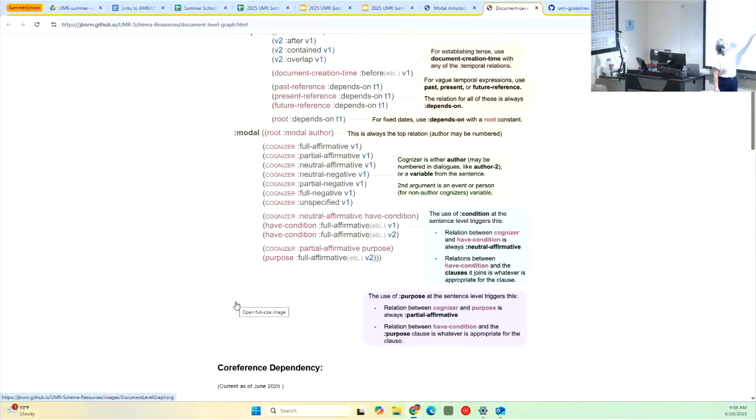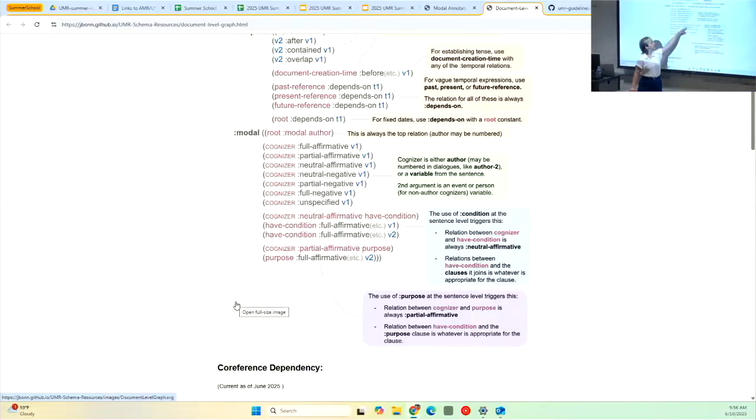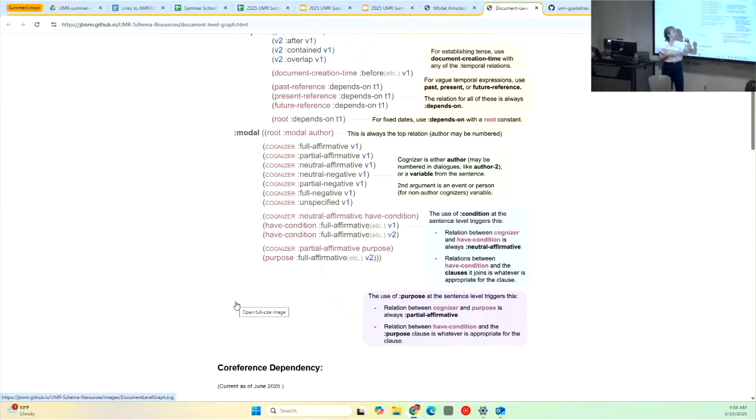Okay, but anyway, with conditions, if you have a conditional relationship between two clauses, you're going to have this format. So it'll say author, this is always going to be neutral affirmative. There's a neutral affirmative relationship to have condition. That's always going to say have condition. And then the have condition is going to have a relationship to the first clause, and it's gonna have a relationship to the second clause. So each of those clauses in the condition phrase might have its own modal strength that isn't neutral affirmative. So in these two slots, you're gonna put whatever the modal strength is for the clause itself.